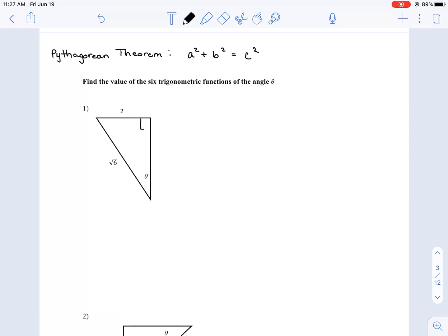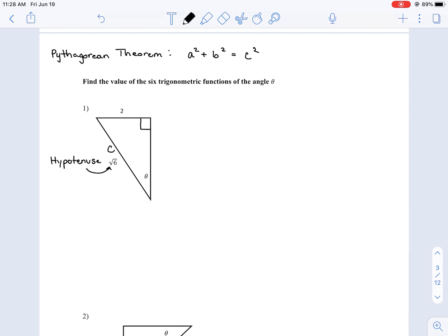So here's the right angle right there. And the side opposite is the square root of 6. So this side here with the square root of 6 is the hypotenuse, and we're going to label that C. And we always label the hypotenuse C, always.